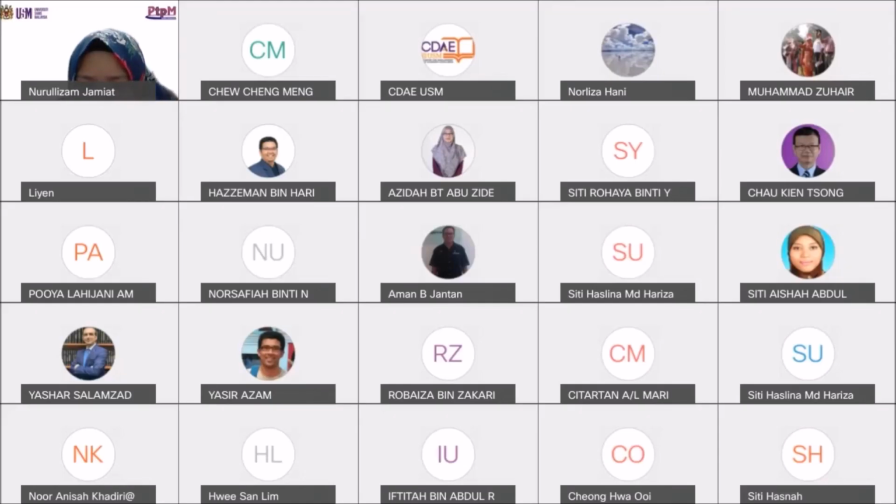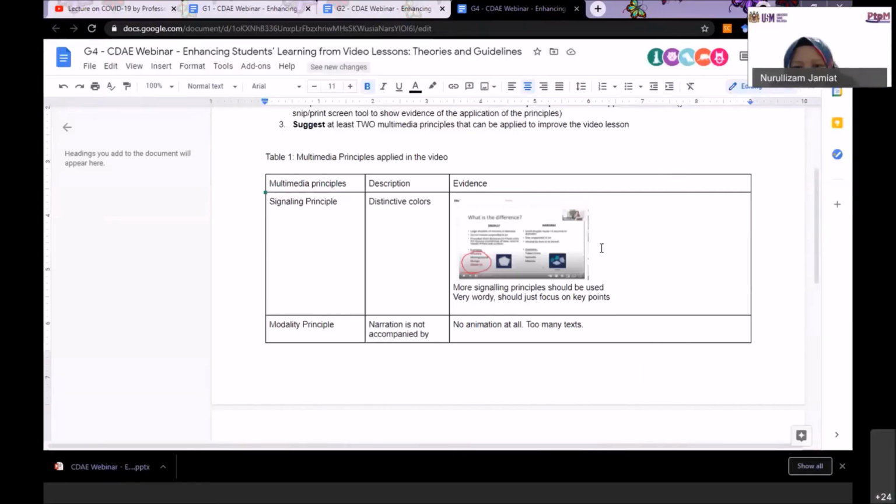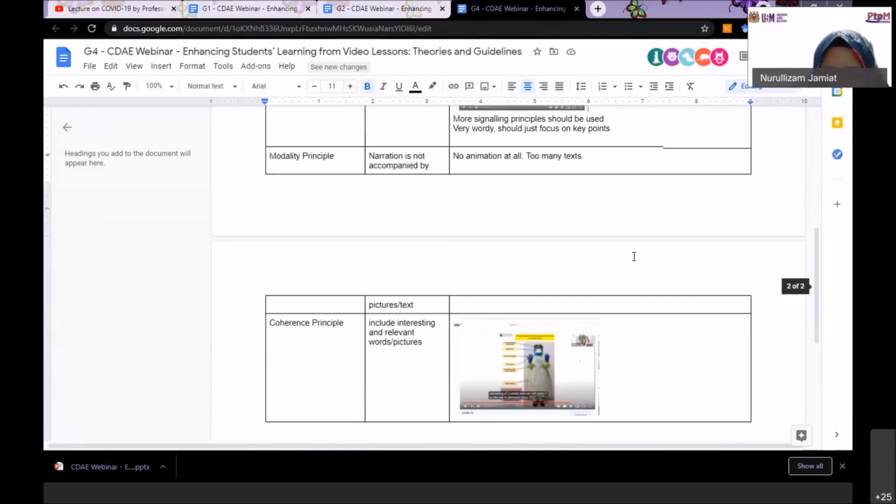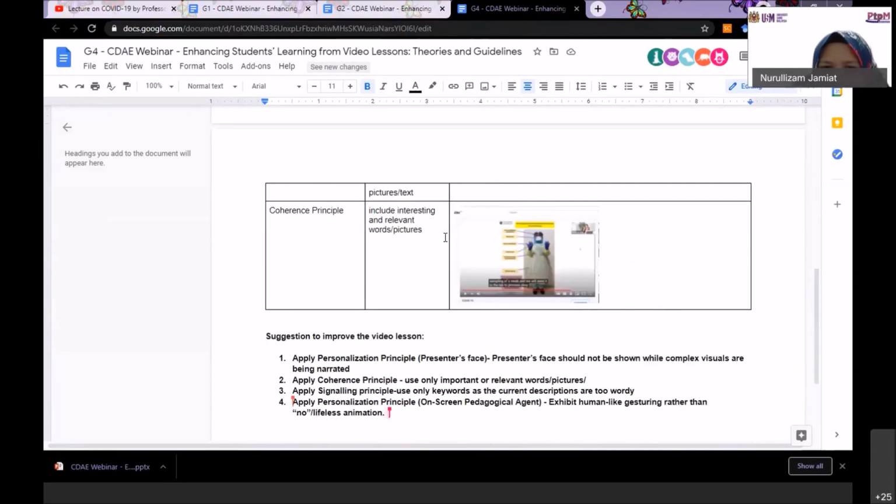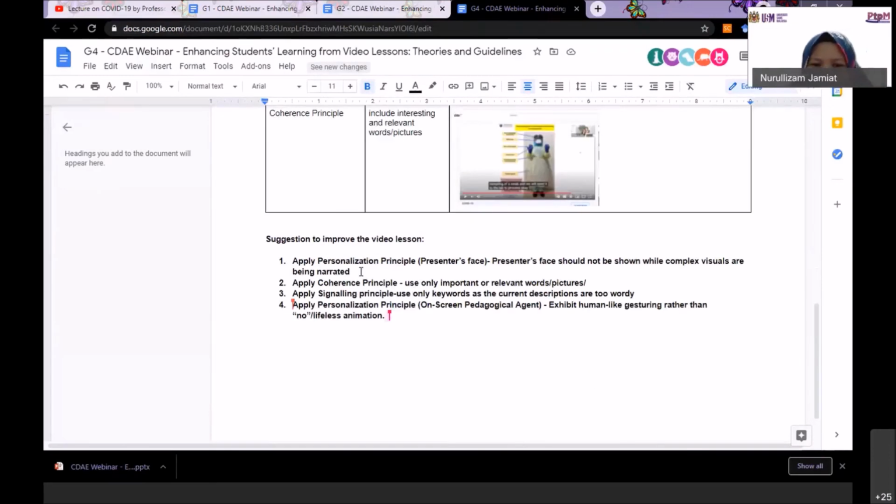And then there's G4, group 4. So group 4, they found that the lecturer actually used the signaling principle. She used distinctive color there, but maybe it's not enough. Okay, modality principle, okay, coherence principle, okay, include interesting and relevant words or pictures, okay, and then they suggest to apply the personalization principle.